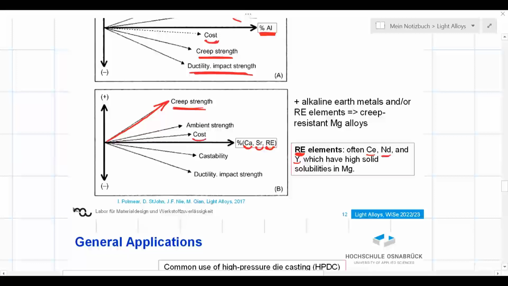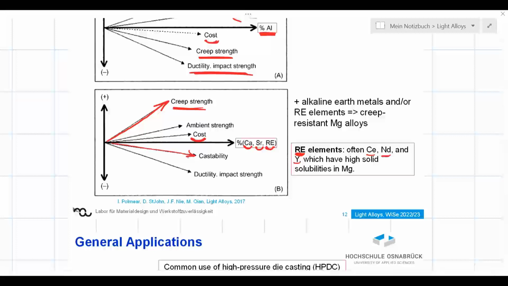Good, but it's going to add to the price, right? Rare earth elements, as the name implies, are rare and therefore expensive, and we must consider the higher price of these alloys. Castability issues might exist, right? They also tend to oxidize very quickly, and it could create problems during casting.